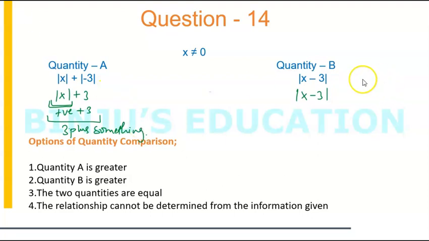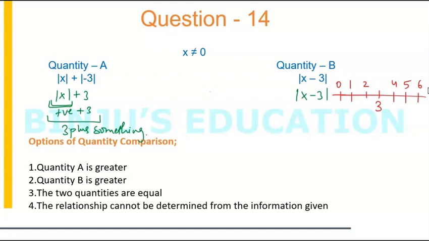What about the other one? The other one is mod of x minus 3, which means the distance between x and 3. Now, it may happen that the distance is equal to 1 unit when the value of x is 2 or 4. It may happen that the distance is 2 units when x is 1 or 5, or 3 units when x is 0 or 6. Then 4 units, then 5 units, then 6 units, then 7 units. It all depends upon the value of x.